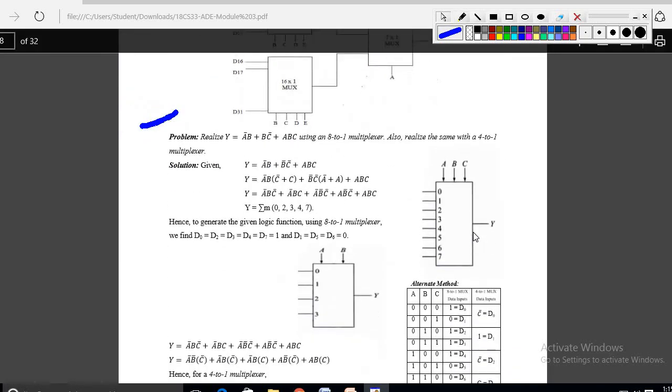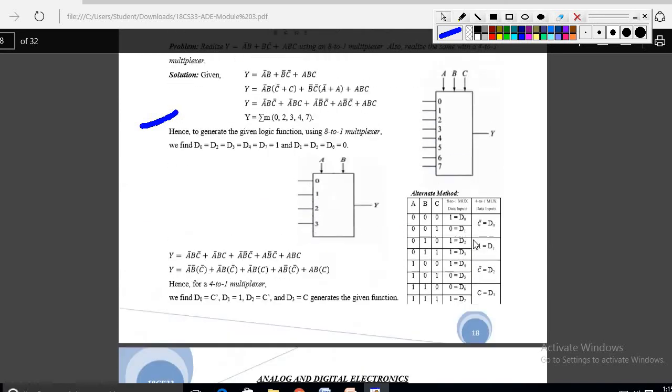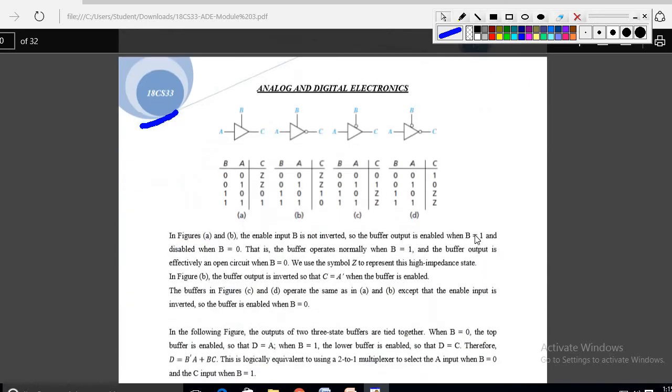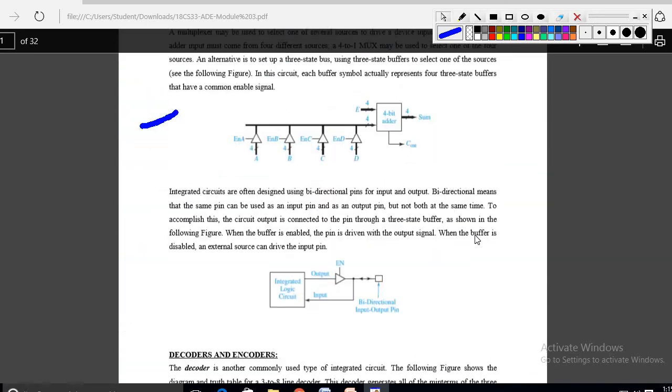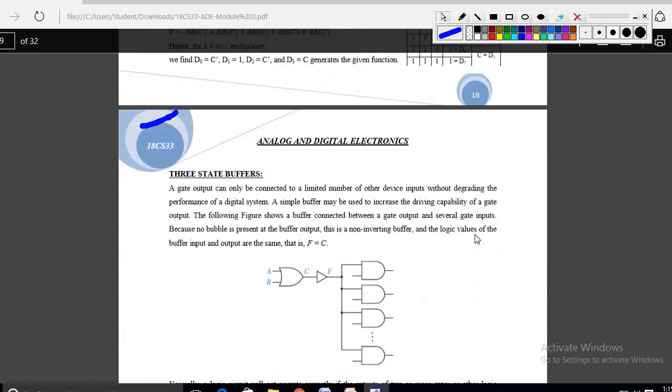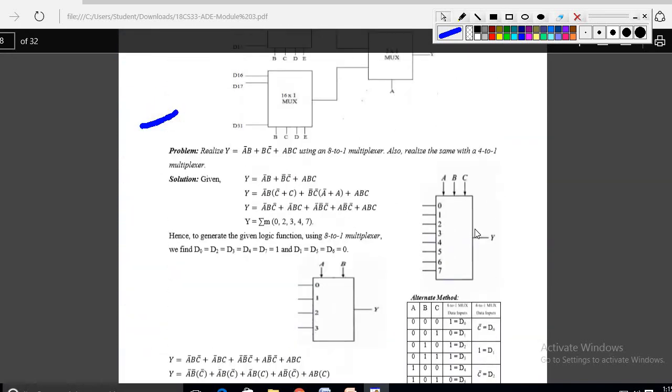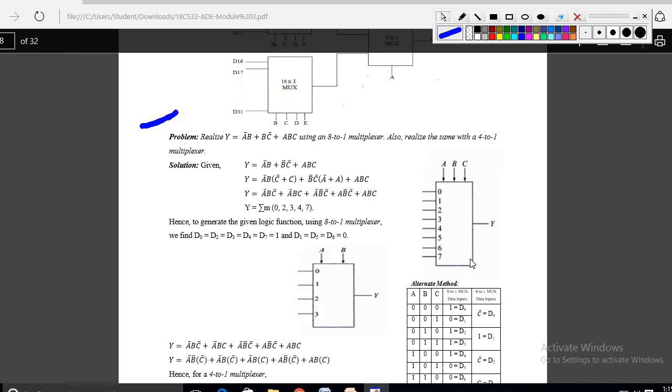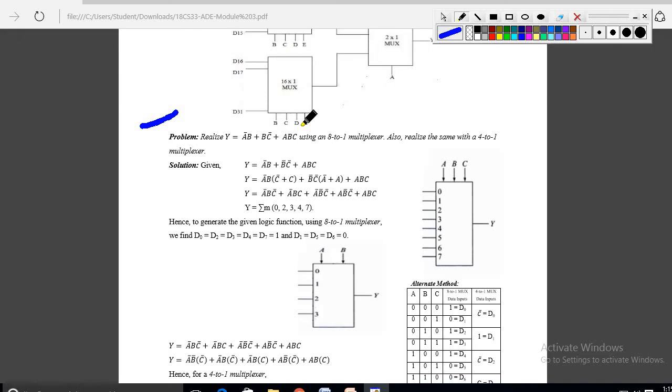Next problem. Just finish this topic, multiplexers, with this problem. See here, realize y equals A bar B, B C bar plus ABC using 8:1 multiplexers. Also realize the same with 4:1 multiplexers, right? First write the logical expression for this, and see here, this is a 3 input function.